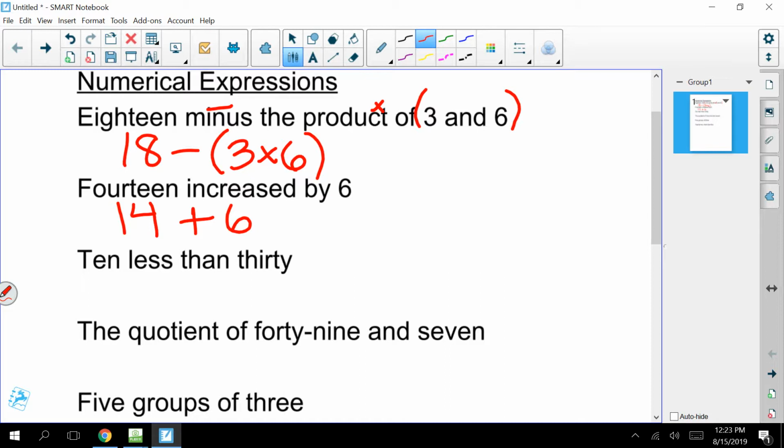Alright, next one. 10 less than 30. So am I adding, subtracting, multiplying, dividing? Subtracting. But do you remember what this means? So flip it. Yeah, that less than is one of those turnaround words, so it means to flip the order. So if 30 comes last to begin with, that means 30 is actually going to be first. Okay? So 30 minus 10.